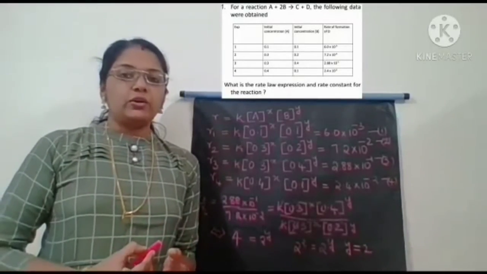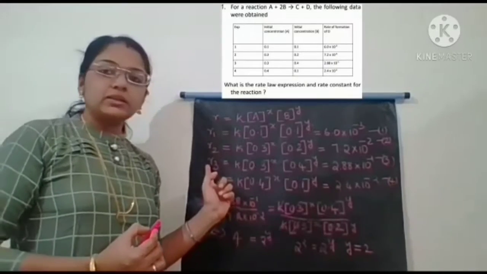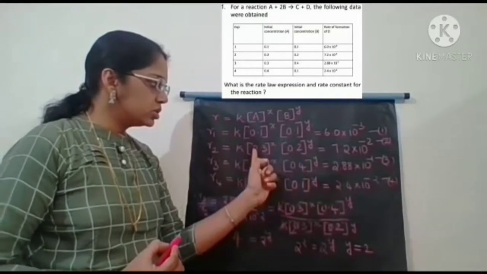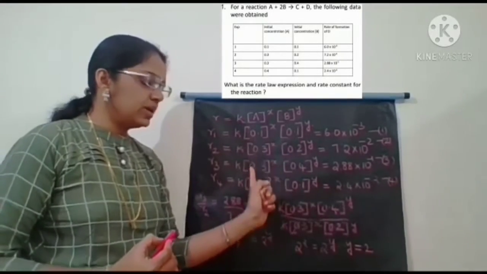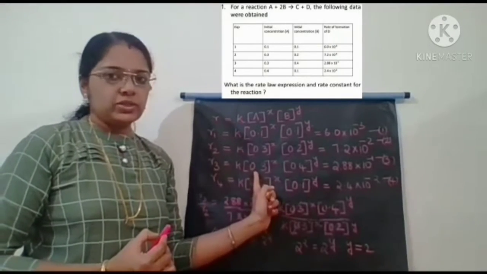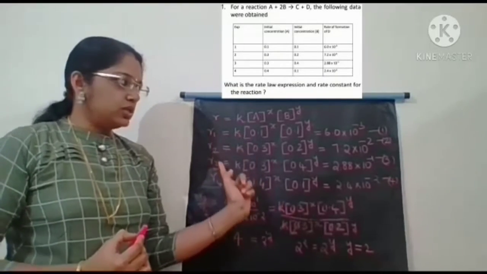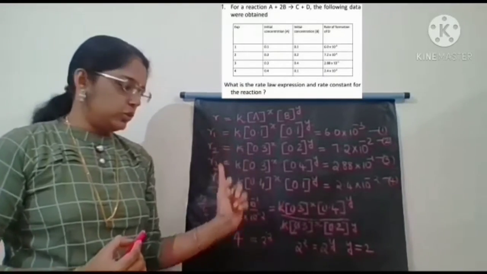Next we have to find the value of Y. So consider the second equation and the third equation. Here the concentration of A is 0.3, and the concentration of A in the third rate equation is also 0.3. So it is constant. So we can divide R3 by R2, that is the third equation divided by the second equation.